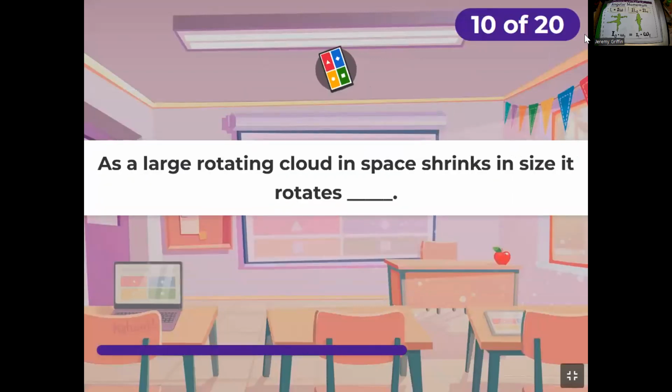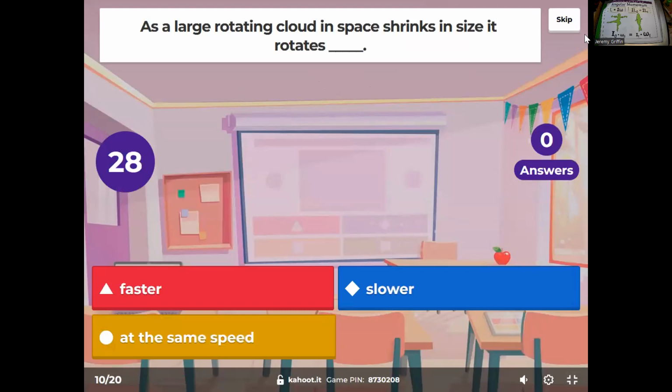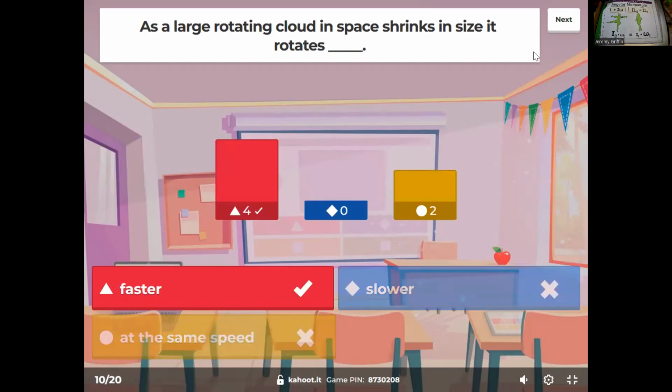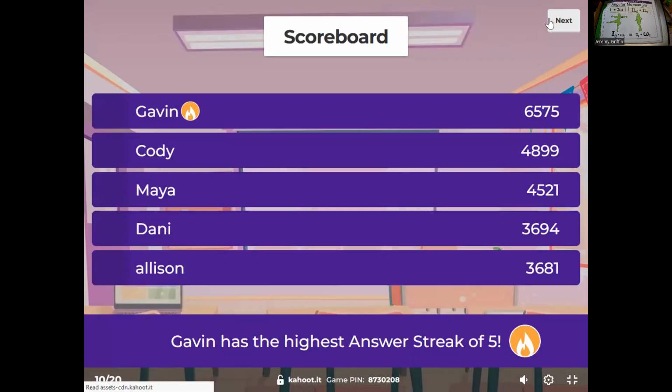A large rotating cloud in space. As it shrinks, as it gravitates together, it rotates faster. Question? Same thing as the ice skater? Is there any question about that? Why the answer is the red one?